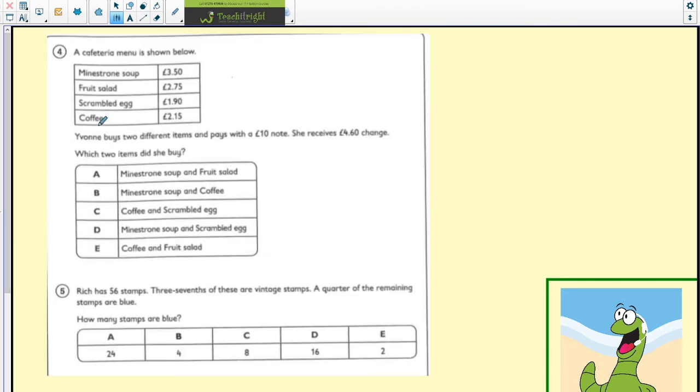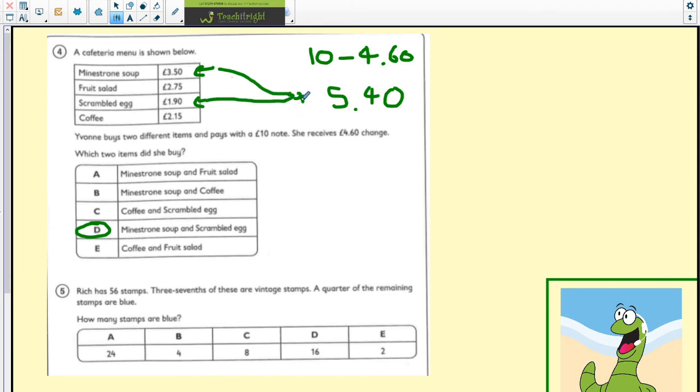The cafeteria shows the menu below. Yvonne buys 2 items and pays with £10. So she receives £4.60. So that means she must have paid £5.40. What 2 items add together to make £5.40? So if you had one minestrone soup for £3.50 and a scrambled egg for £1.90, they add together to make £5.40, and they're the only ones that do. So minestrone and scrambled egg, which is option D. So both of those add together to equal £5.40.